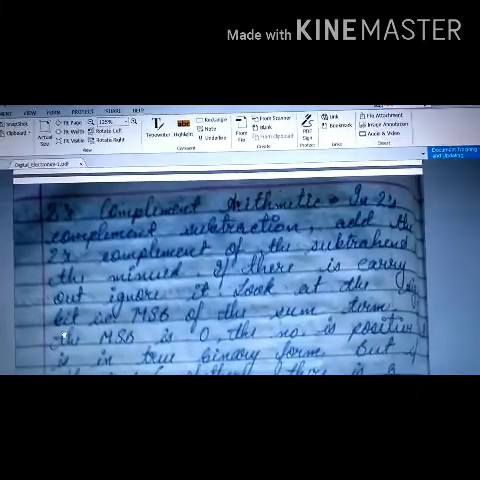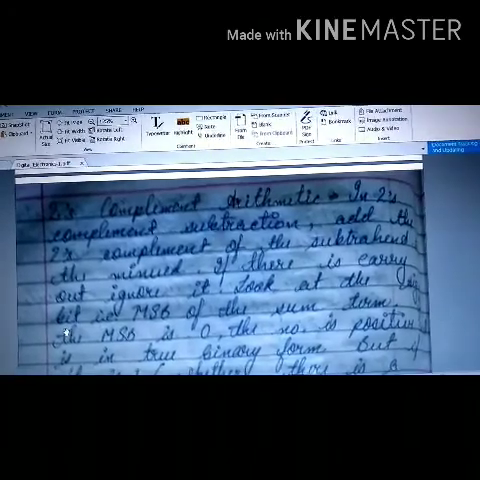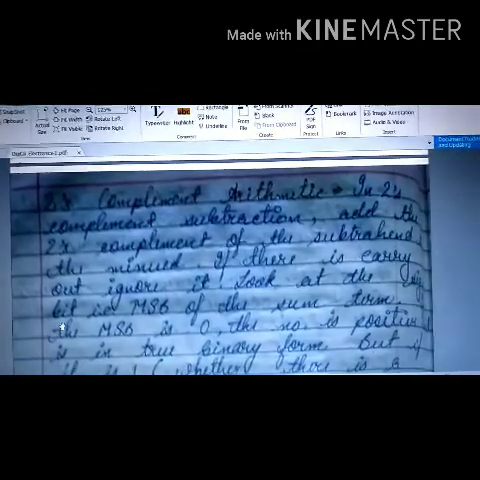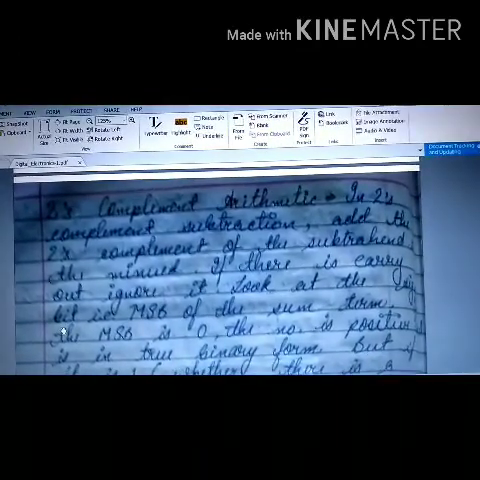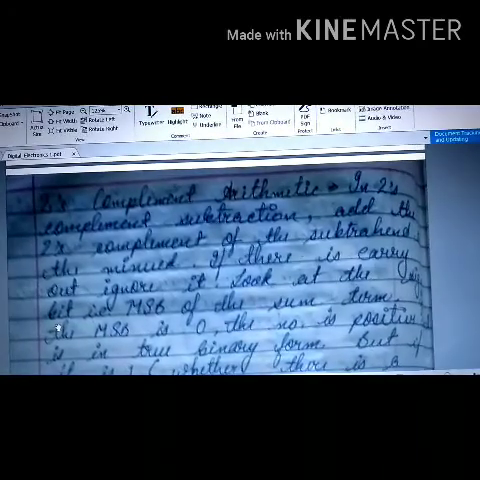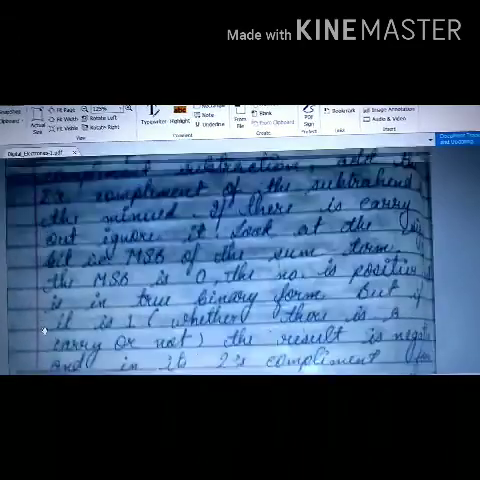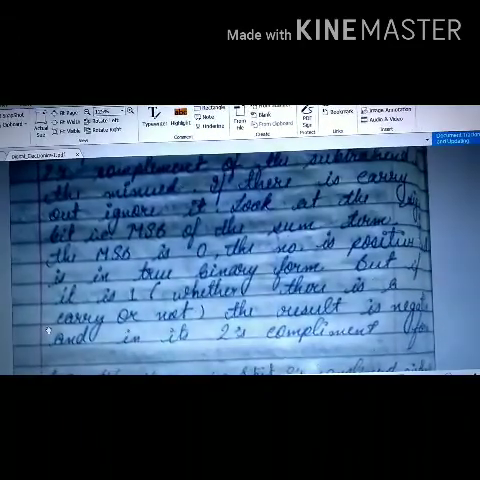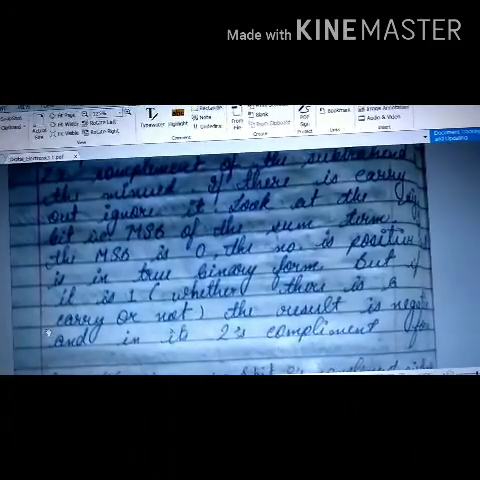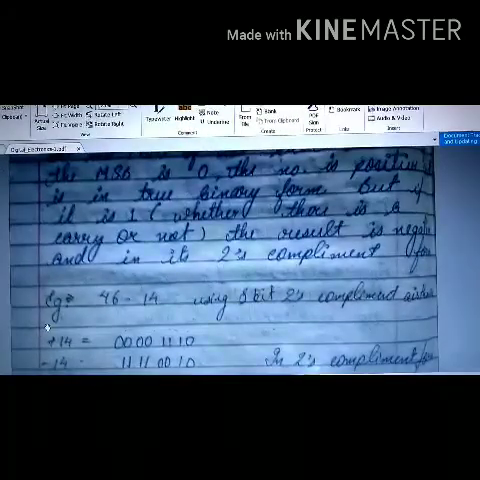In 2's complement subtraction, add the 2's complement of the subtrahend to the minuend. If there is a carry out, ignore it. Look at the sign bit. If the MSB of the sum term is 0, the number is positive and in true binary form. But if it is 1, whether there is a carry out or not, the result is negative and in its 2's complement form.